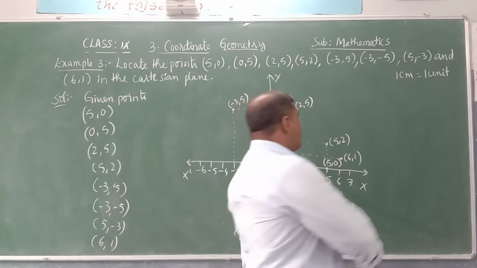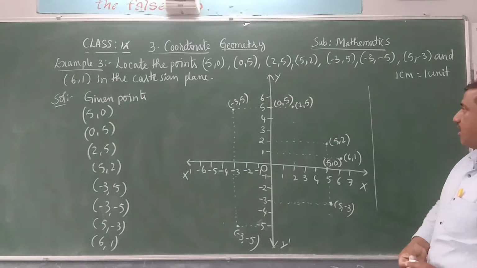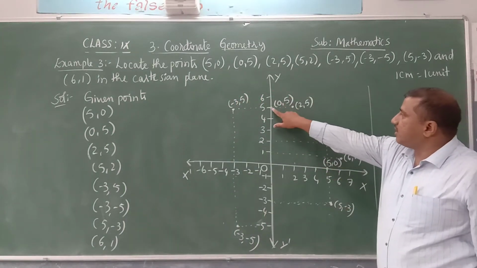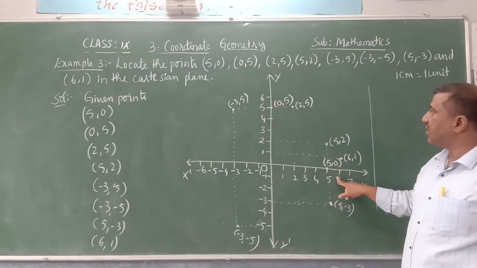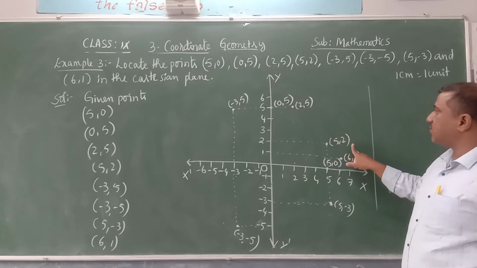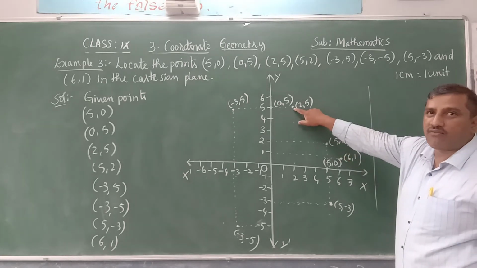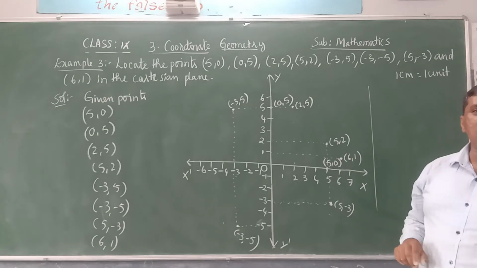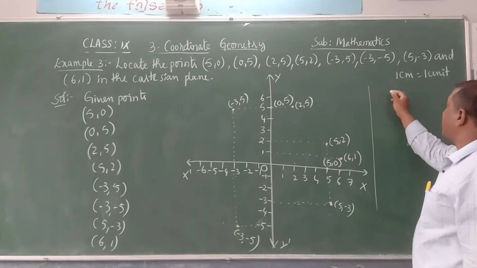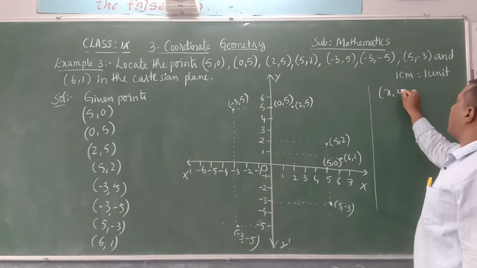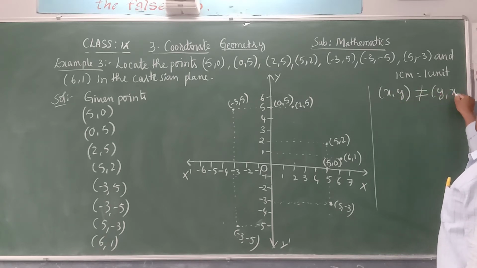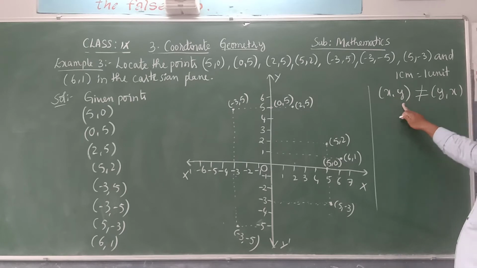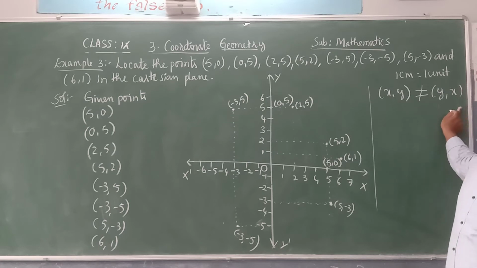Now we can draw some conclusions from this. 0, 5 is this point and 5, 0 is this point. Are they the same? No. 2, 5 and 5, 2. This point is 2, 5 and this is 5, 2. Are they the same? No. That is, (x, y) is not equal to (y, x), where (x, y) is one point and (y, x) is another point. They are not equal.